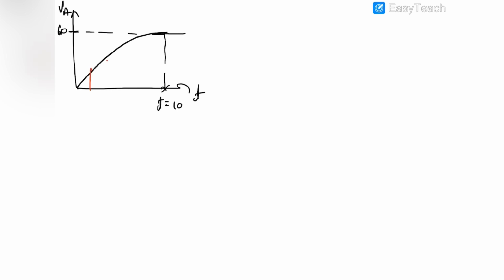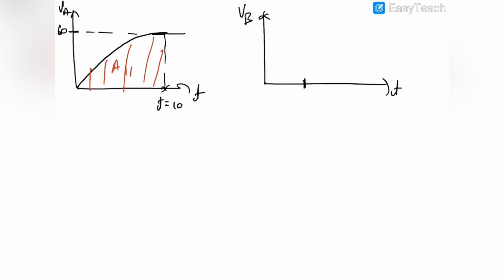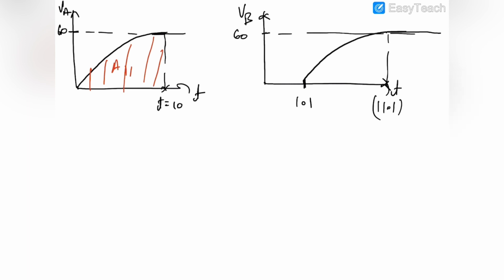So let us see that this area is A1. Now let us draw the VT graph of B. The VT graph of B would also look like that, but after a delay of 1.1 seconds. So it will start at 1.1 seconds and go like that. This is 60, and the time at which it will attain this velocity 60 would be 11.1 seconds. So now this area is A2, and A1 will be equal to A2.